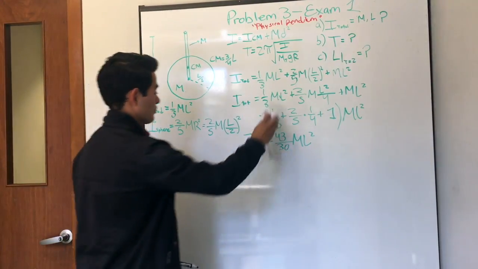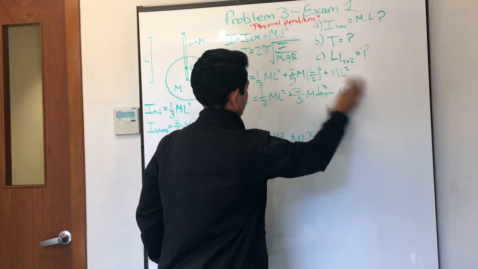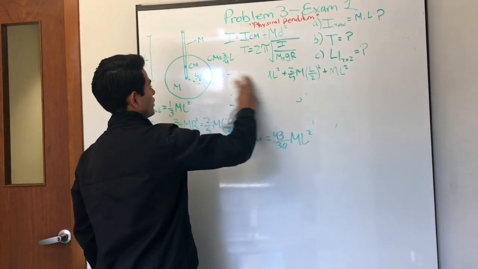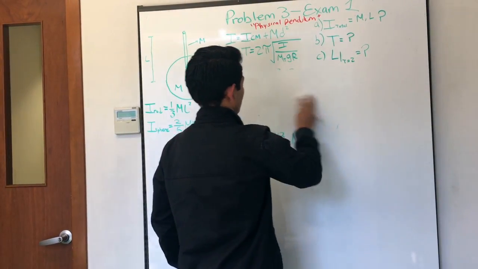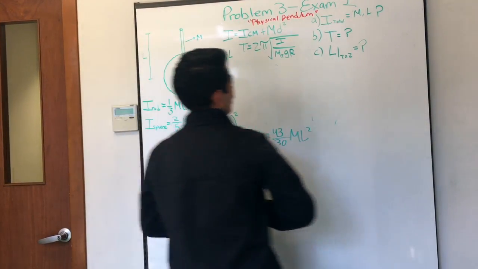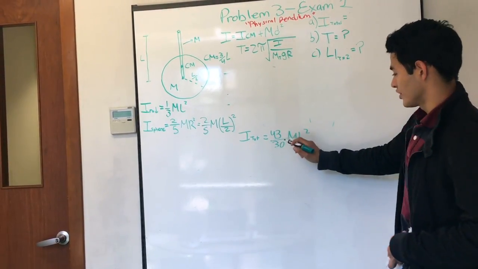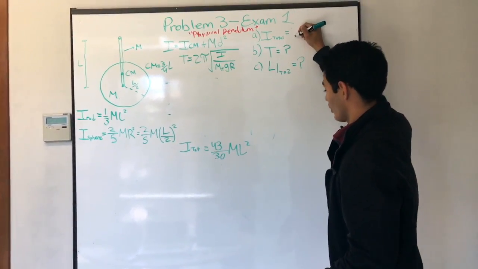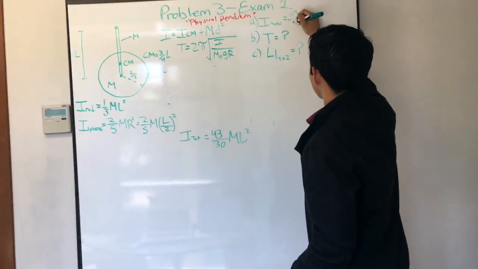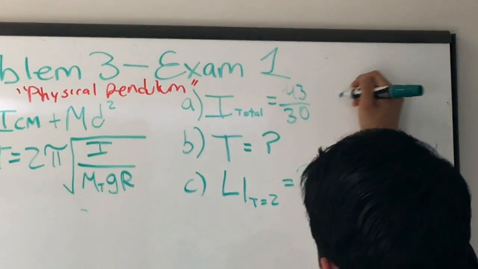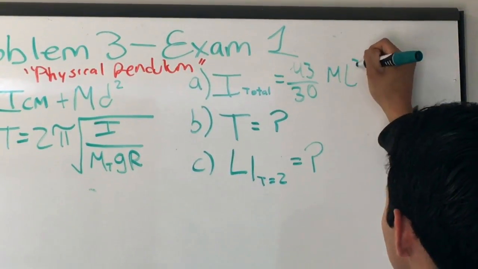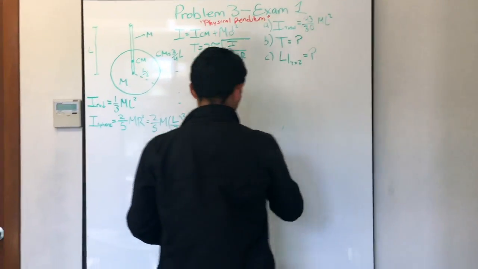So now I will erase this and write this in here. The total inertia in terms of M and L will be 43/30 of ml squared.